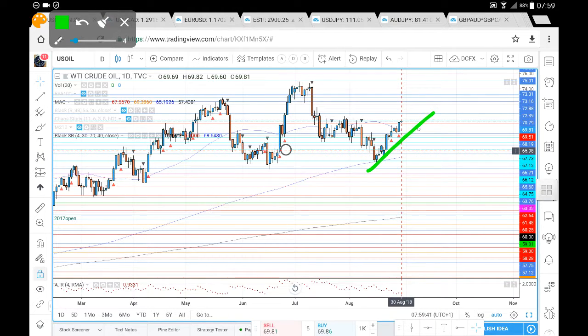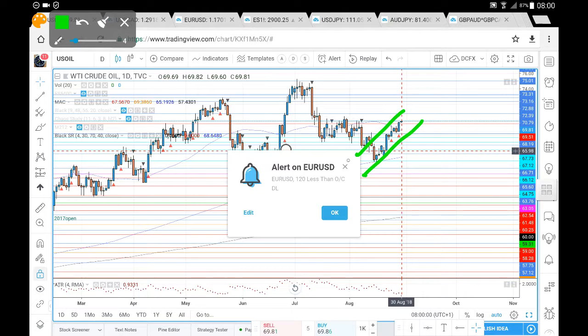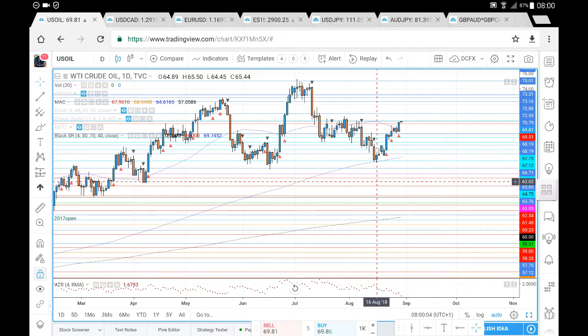Overall though, more recently, as we can see, we've been trending upwards ever since testing the 200 period moving average in around 64.75. We've had the confluence of a 200 period moving average, and from there we've seen a pretty strong reaction here to the upside on the US oil. And with that said, that pretty much wraps up the US oil analysis.